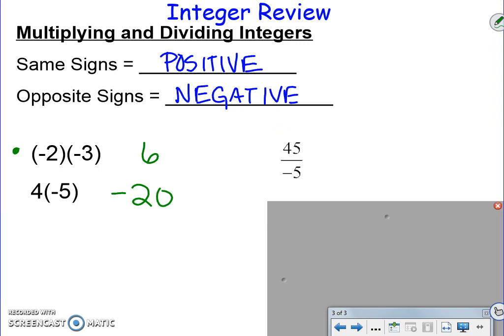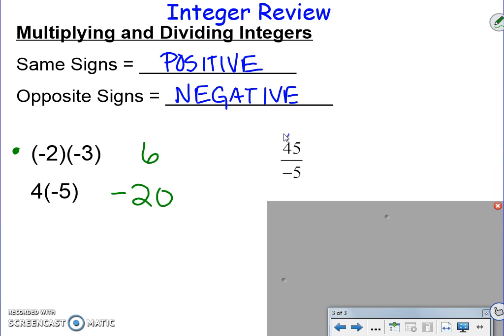Okay, and looking at a couple of division ones. Division, now that we're getting into the swing of more algebra, you're going to see more like a fraction, and no longer using that division symbol that we're used to. So this is saying 45 divided by negative 5.